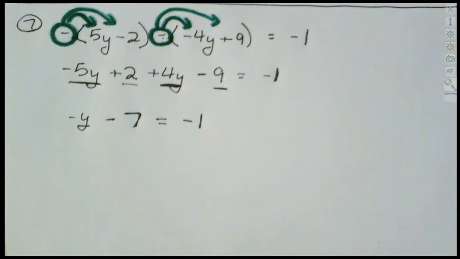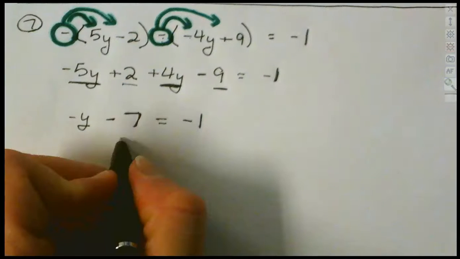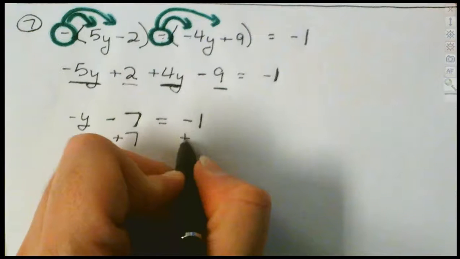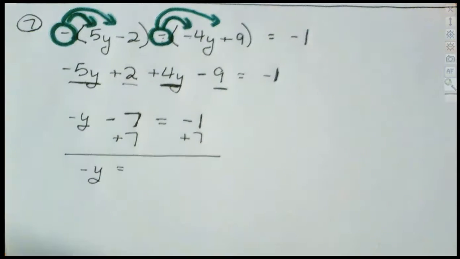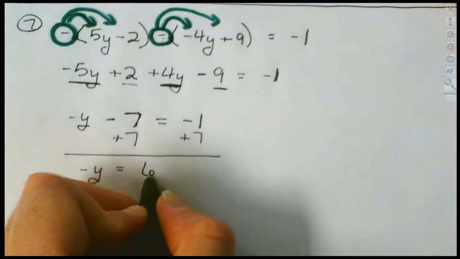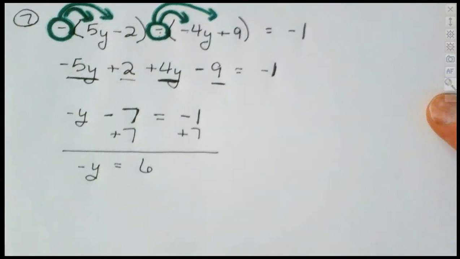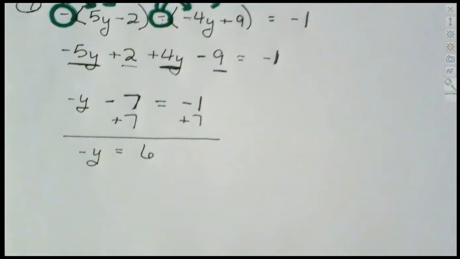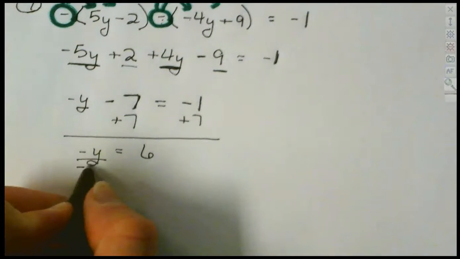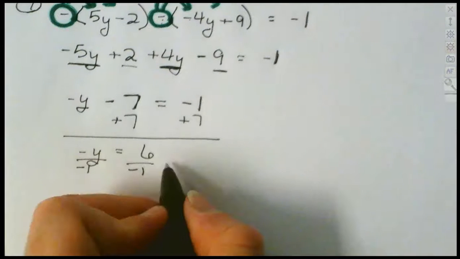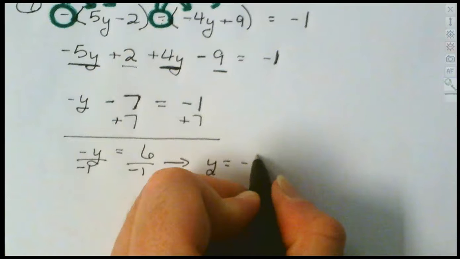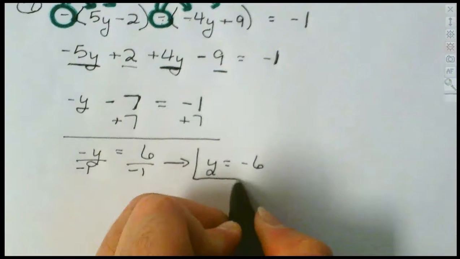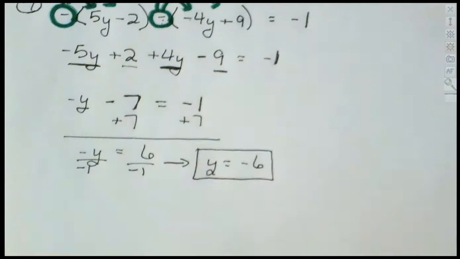Now we're almost done. What do we need to do? Yep, add that 7 over so it moves over. And then we've got minus y equals positive 6, it looks like. And can we have our answer as a negative y? No. What do we always have to do? If it's negative, divide by a negative 1. And that leaves me then with y equaling a negative 6. Yep, negative 6 for your final answer.